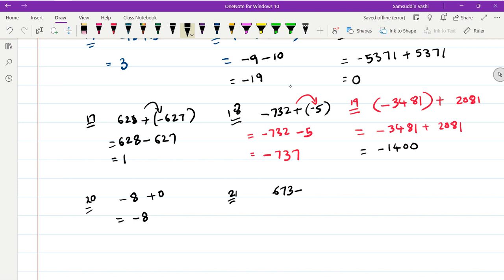Okay. Right. And then the last one, 21. 673 plus negative 170. Right, so positive times negative is negative 170. So simply, I have in my pocket 673 rand. I paid someone 170 rand. How much money is in my pocket? Right, so 530.